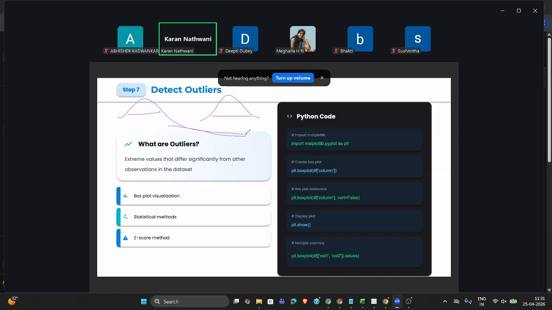Like for example, I told you in the previous slides, mean minus and plus twice the standard deviation. If the data lies within this range, then it is having normal behavior. If the data lies above this range or beyond this range, then it is an outlier. Correct? Outlier. Yes. Thank you.